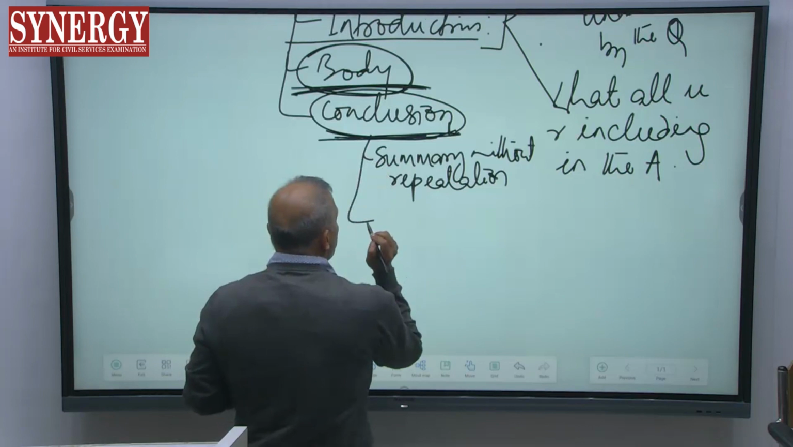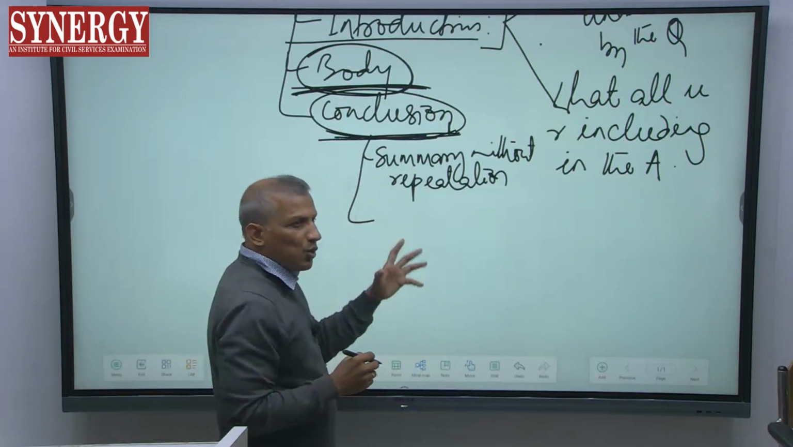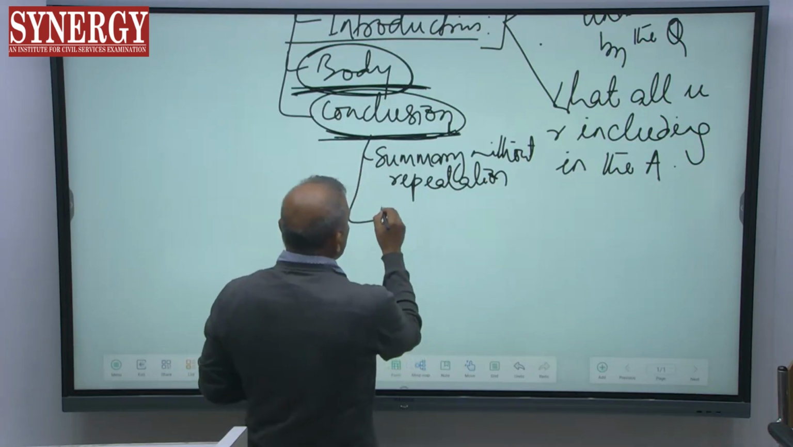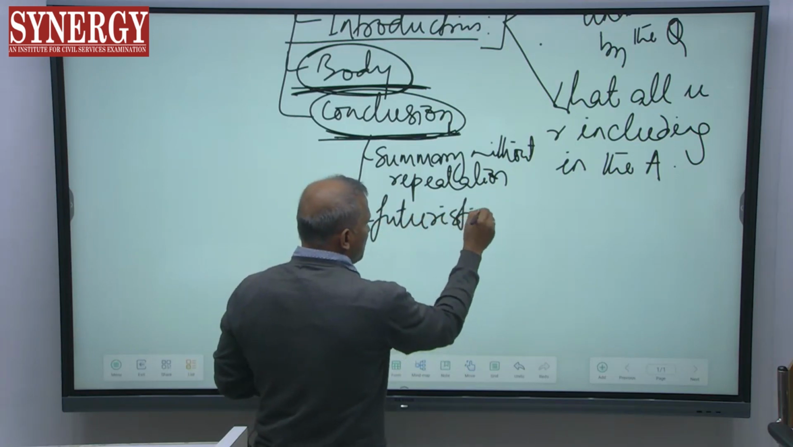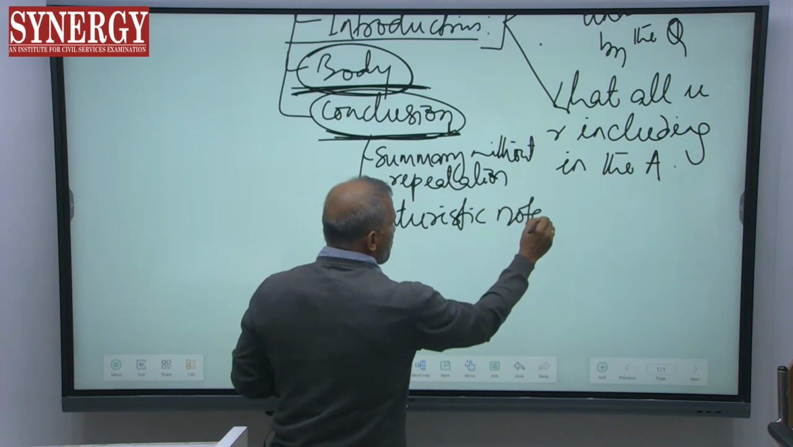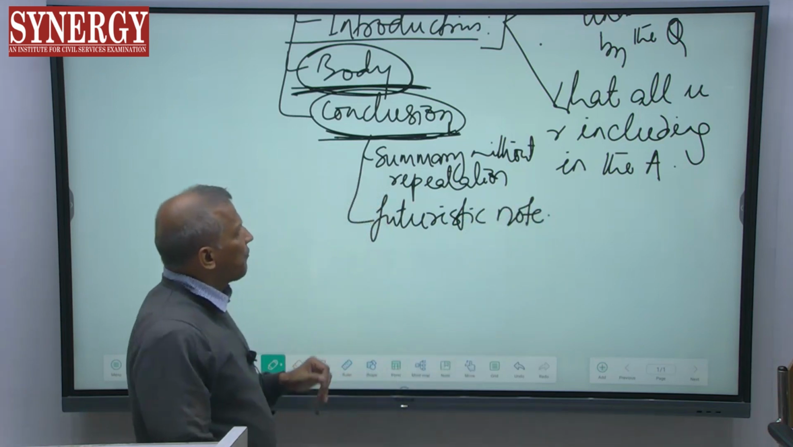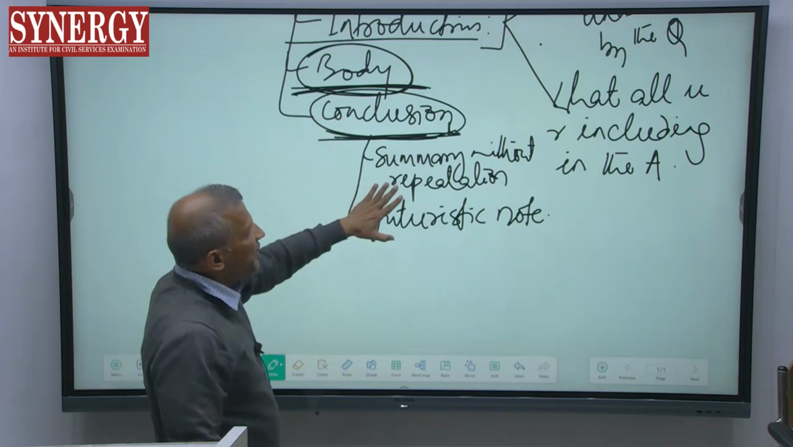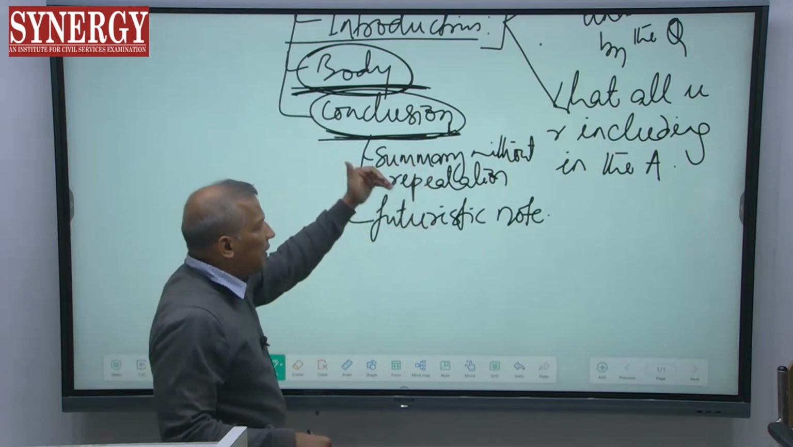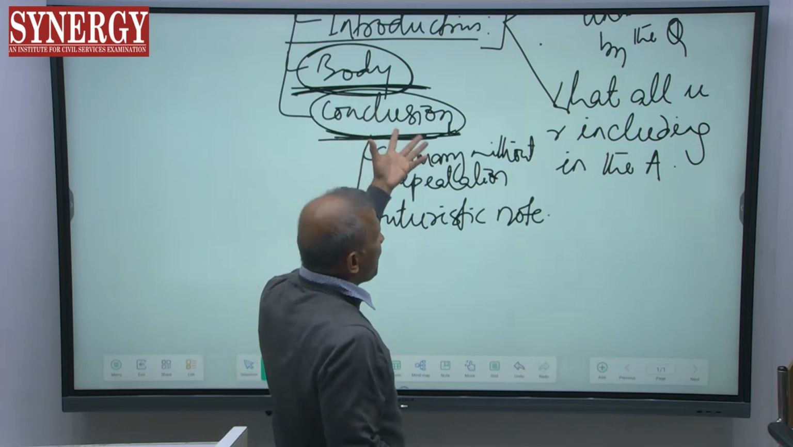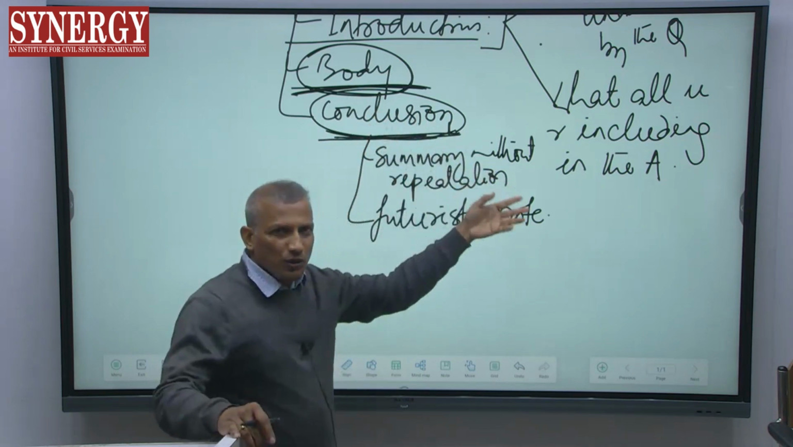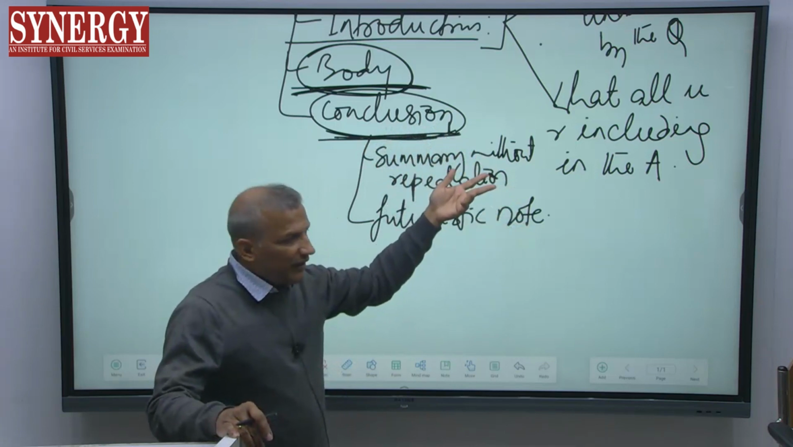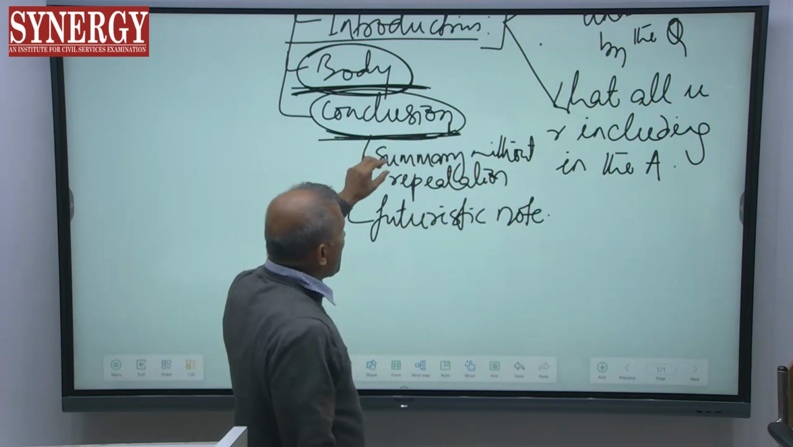And second, you conclude, if possible, with a futuristic note. So the conclusion essentially should have these two characteristics. It should be a summary of whatever you have written without repeating the same lines or the same sentences. It has to be very crisp, and the essence has to be there.